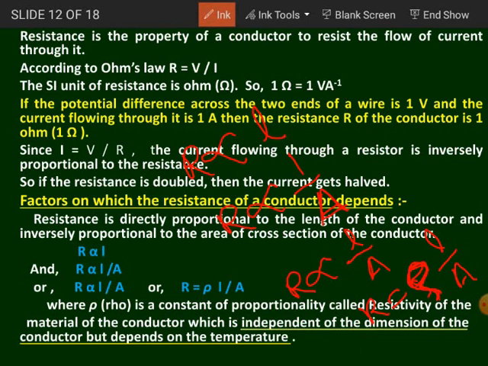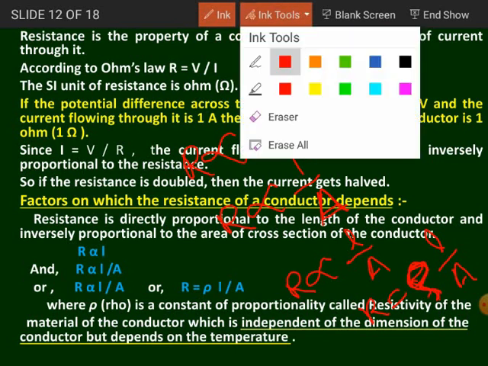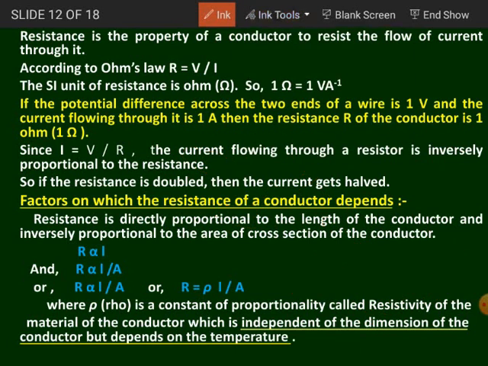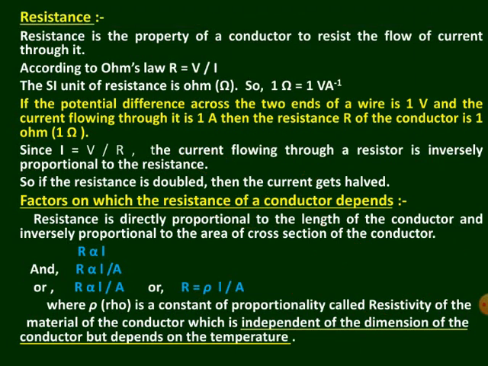Okay. Now, rho is what? A constant of proportionality known as the resistivity of the material of the conductor, which is independent of the dimension of the conductor but depends on temperature. This is very important. It is independent of what? The dimension: length, breadth, thickness, cross-sectional area. It is independent of all those things, but it depends upon temperature. Higher temperature, more will be the resistivity.